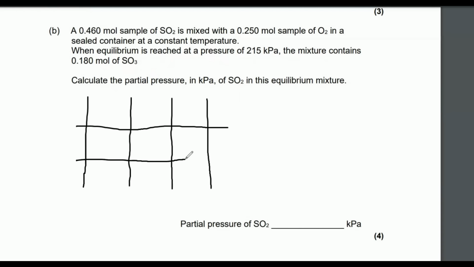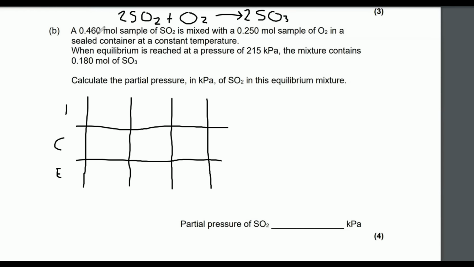I'm going to draw an ice table so I can work out how much, what is the total moles at equilibrium. Okay, that's what I need to know. So I have, let me write the equation out again. Sulfur dioxide, what was it? Plus oxygen goes to sulfur trioxide. And I had 2 moles of sulfur trioxide, and there were 2 moles of sulfur dioxide, right?